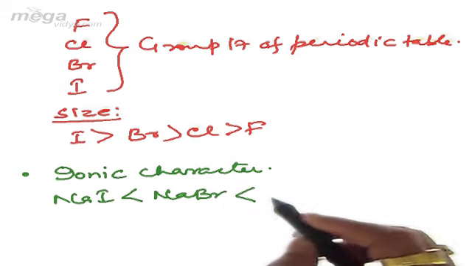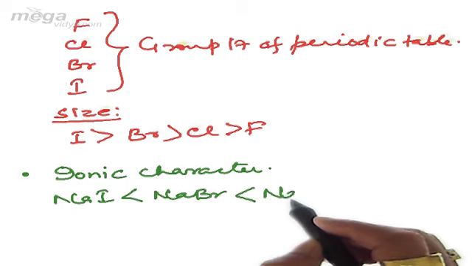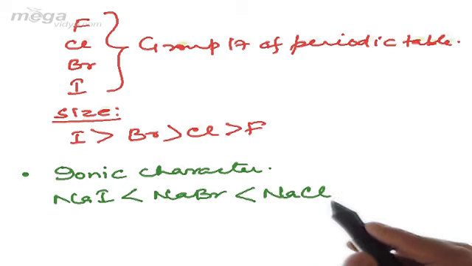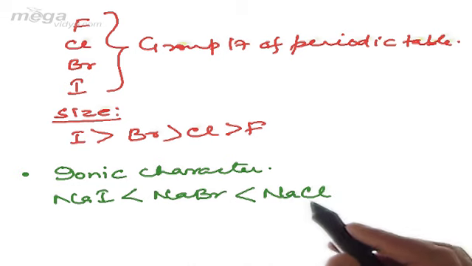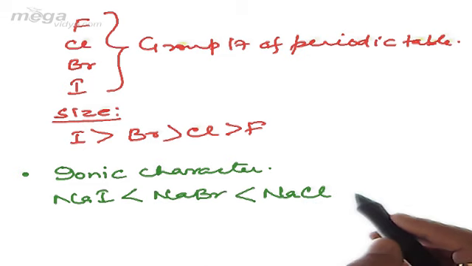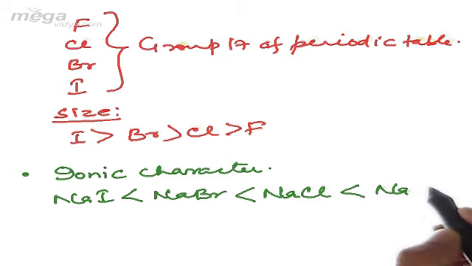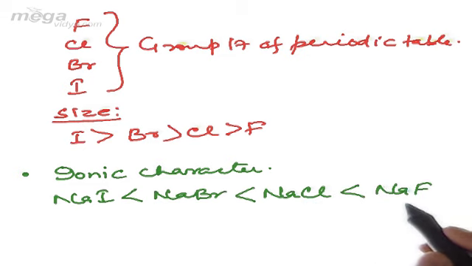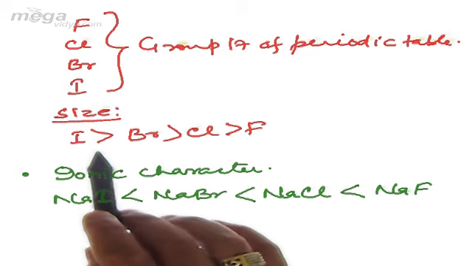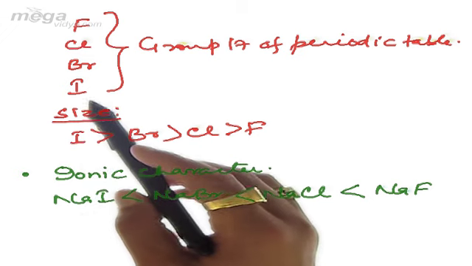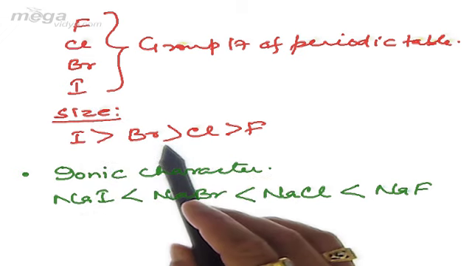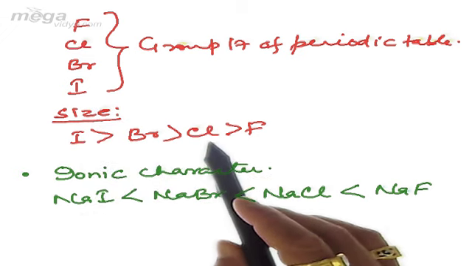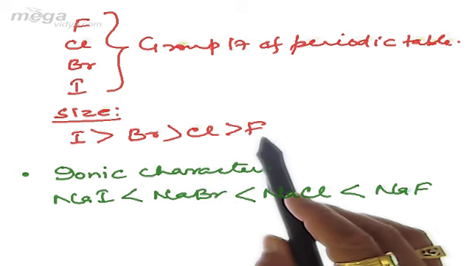Now smaller than bromine we have chlorine, so the ionic character of NaCl will be greater than NaBr, but its covalent character will be smaller than NaBr, and the most ionic will be sodium fluoride, which will have the least covalent character but the maximum ionic character. So once we compare the size, we find that iodine has the maximum size as it is at the bottom of group 17. Smaller than it we have bromine, chlorine is smaller than bromine and fluorine is the smallest.